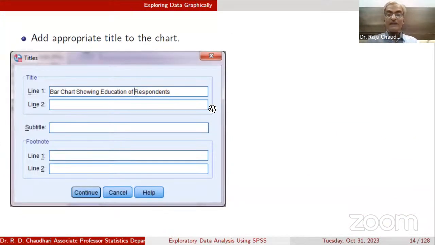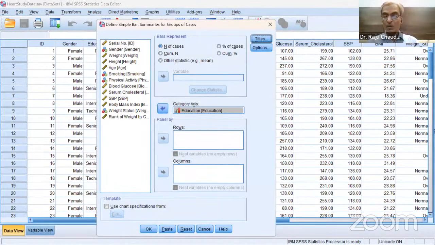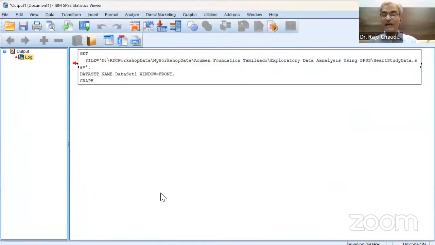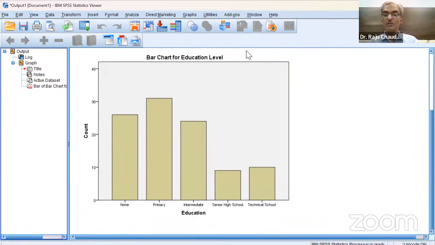This is how we can give the title, and then just click OK. When you click OK, in the output window, it will plot the bar chart.